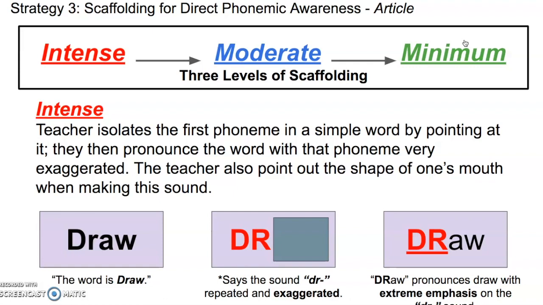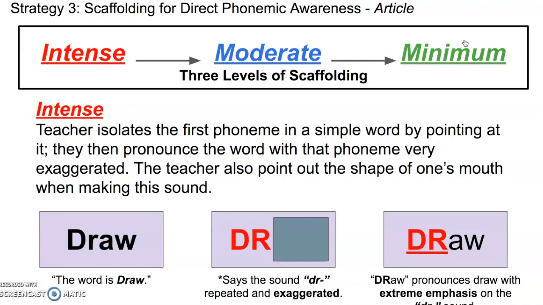But one thing that stood out to me was the instructional strategy of scaffolding. Scaffolding is where you have your student, and depending on their level of independence with a certain skill, you assist them. And then as they become more independent with the skill, the level of assistance that you interact with them goes down. So in this study, she had 3 levels of scaffolding that will help with phonemic awareness: intense, moderate, and minimum.